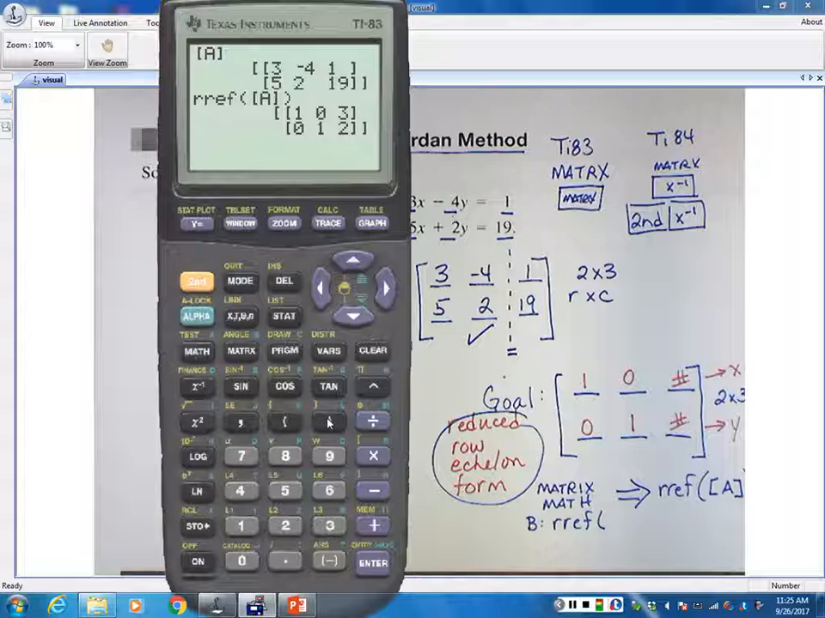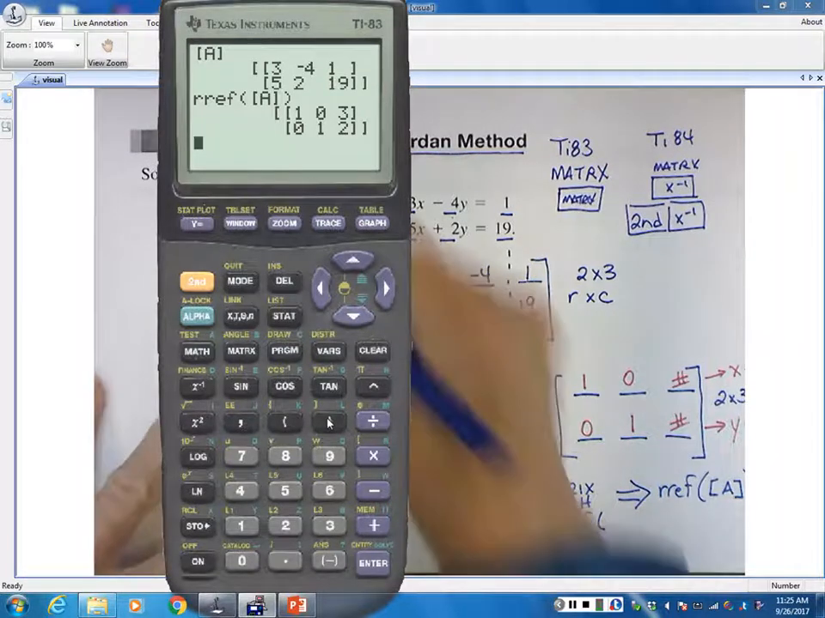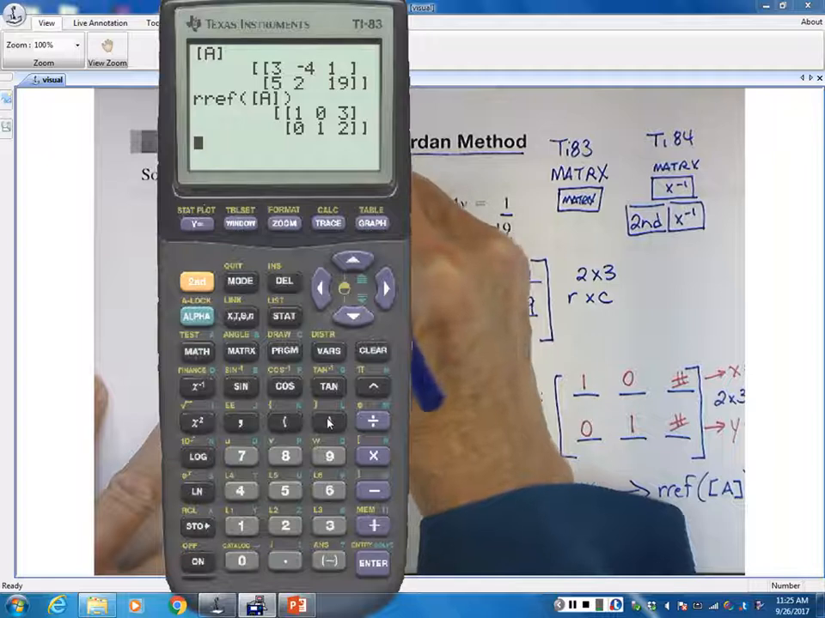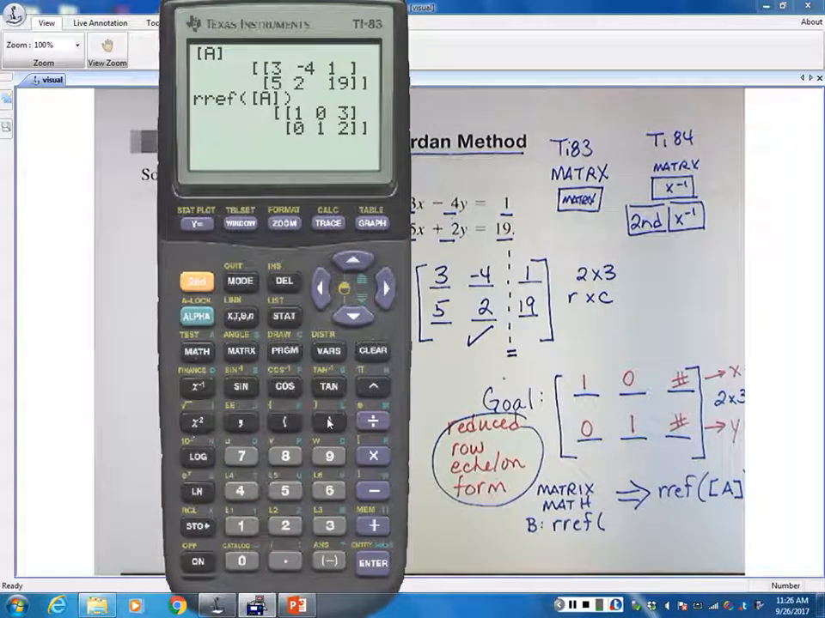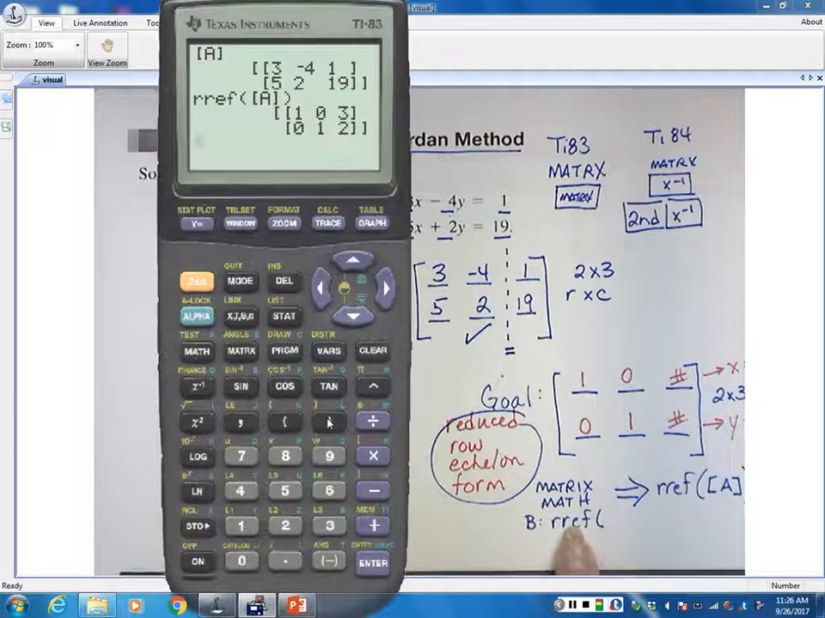So there's that same matrix with all the row operations and everything done to it. What's the value of X? 3. What's the value of Y? 2. So the solution to this problem is the ordered pair 3, 2. No extra work. All you have to know how to do is take these numbers, put them in a matrix, enter the matrix in your calculator, and do this. And you have the answer instantly.